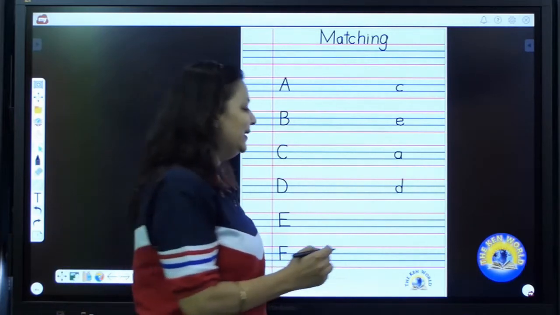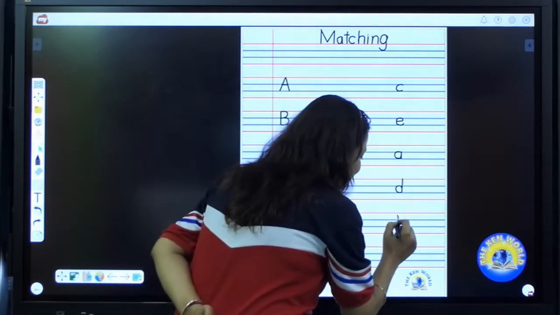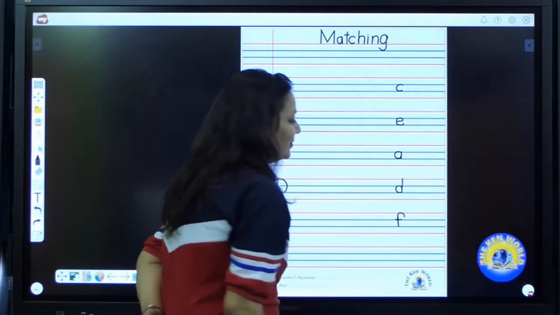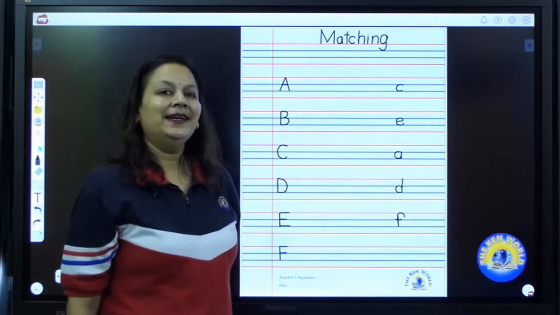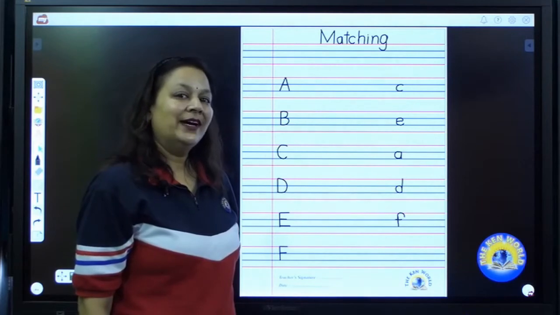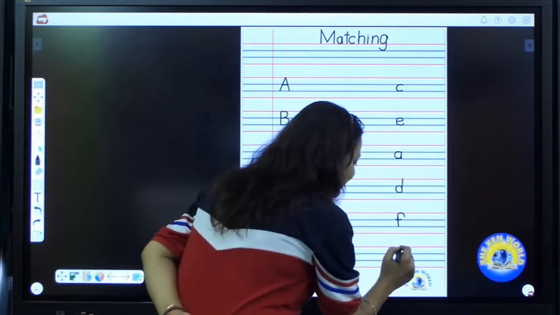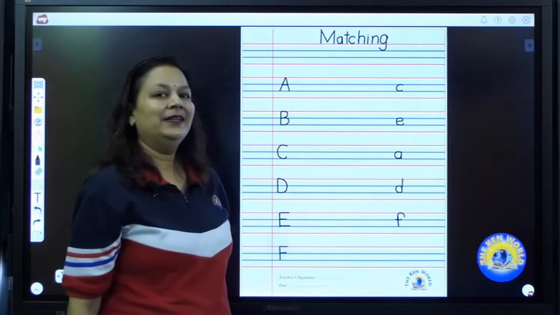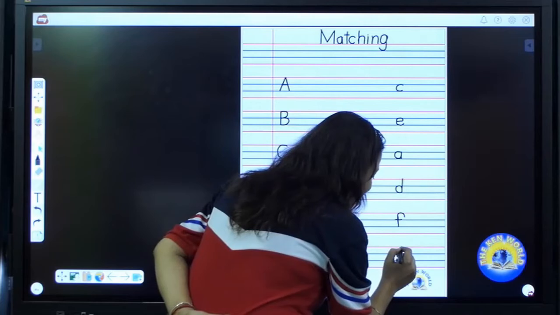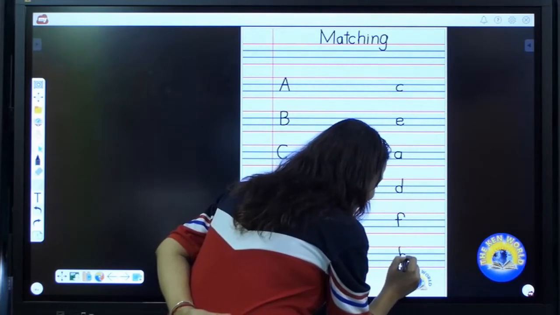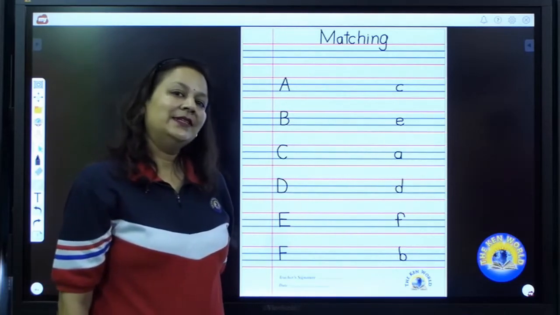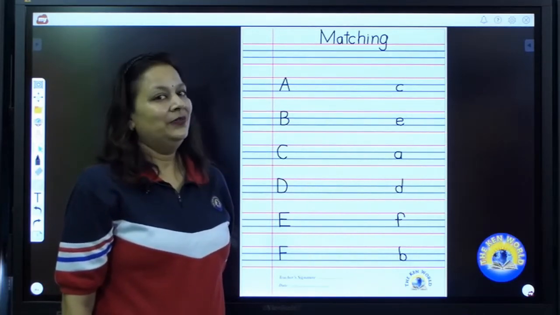Now we are going to write F. Now it's your turn to write F. We will write D now. No, D we have written. So we will write B. Now it's your turn. All of you have done.